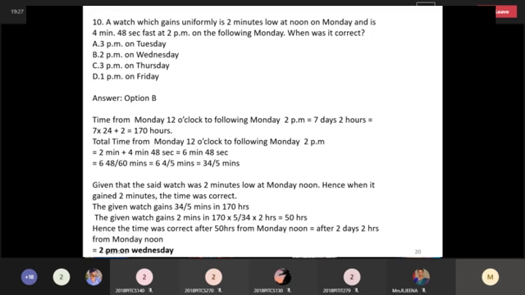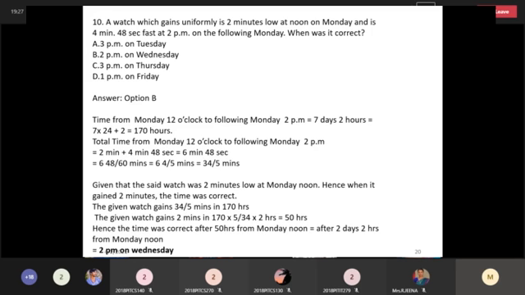So the time from Monday 12 o'clock to the following Monday 2 p.m. is equal to 7 days 2 hours, and the days can be multiplied into 24 hours. So 7 into 24 plus 2, totally we have 170 hours. So read the question again carefully. A watch which gains uniformly is 2 minutes slow at noon on Monday and is 4 minutes 48 seconds fast at 2 p.m. on the following Monday. When was it correct? The total gain is 2 minutes plus 4 minutes 48 seconds, which is equal to 6 minutes 48 seconds.